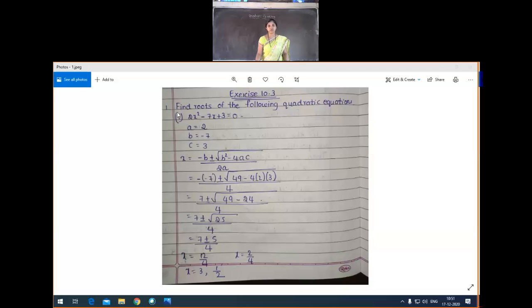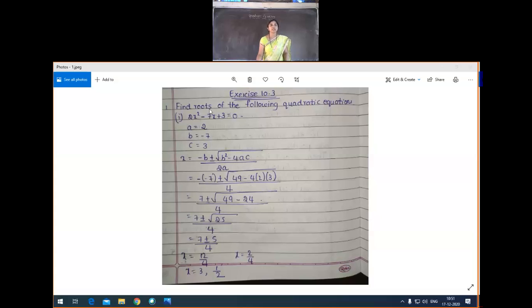First question: find roots of the following quadratic equations. The first equation is 2x square minus 7x plus 3 equal to 0. This is one quadratic equation. We have to find the roots of the quadratic equation using the quadratic formula. Here they have not mentioned which method, so whichever method is comfortable, you can choose. But I think this formula method is very comfortable.